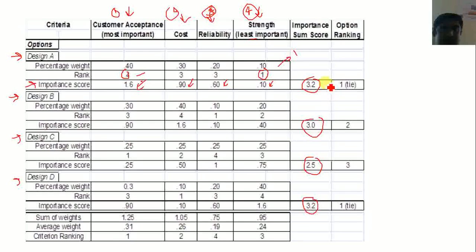After finding the importance sum score, you now have to decide what is the best design. Among these 4, you can see you have a tie having the highest importance score of 3.2 for design A and 3.2 for design D. So you have to apply the rank. Design A and D got the first rank, design B got the second rank, and design C has the third rank. It means that A and D are equally important on the basis of matrix data analysis.